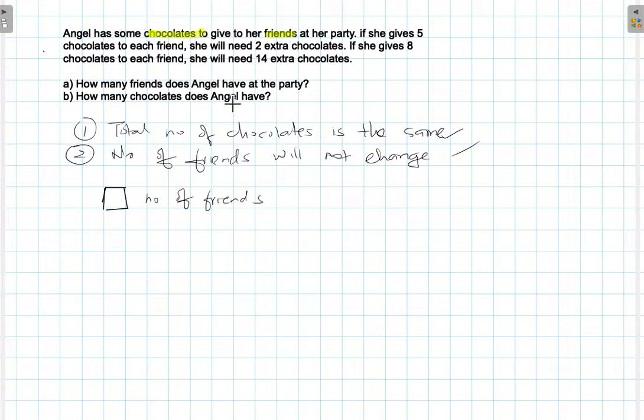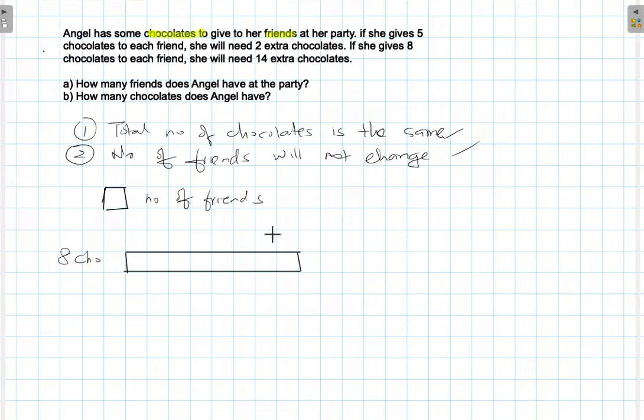So I draw my first one. Both are extra. There is no lacking. So no chance, I just draw. Maybe I draw the 8 chocolates first. So the 8 chocolates. I'll draw. 1, 2, 3, 4, 5, 6, 7, 8.